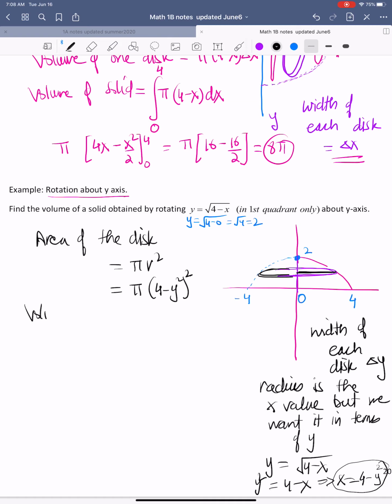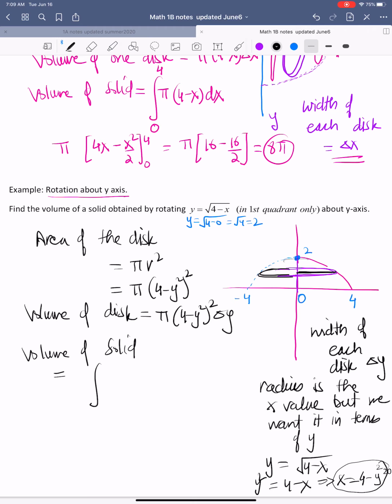Okay, what is the volume of one disk? The volume of the disk is going to be pi r squared times delta y. So it's pi times 4 minus y squared times delta y. Again, I'm ready to write the volume of the solid now. When we get the volume of the solid, we integrate all the volumes of the disks from wherever they start to wherever they end. The disks start at 0 and they end at 2, so the integral is pi times 4 minus y squared dy.